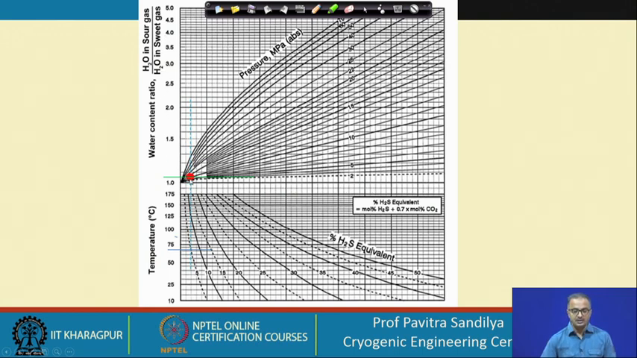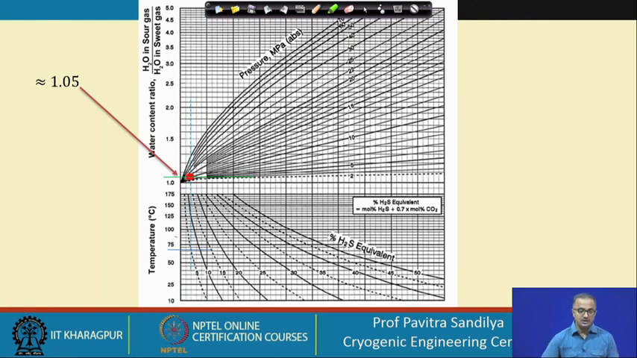Now please understand that for the sake of understanding we have put a very big dot here, but whenever you are solving such kind of problems you have to do it with a very fine pencil so that there is no smudging of the points. So somewhere here we shall be finding the water content ratio. This we read out, this is about 1.05.